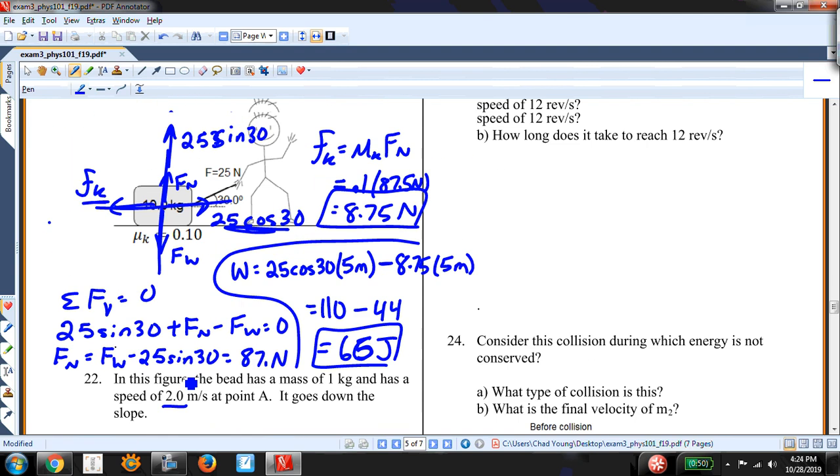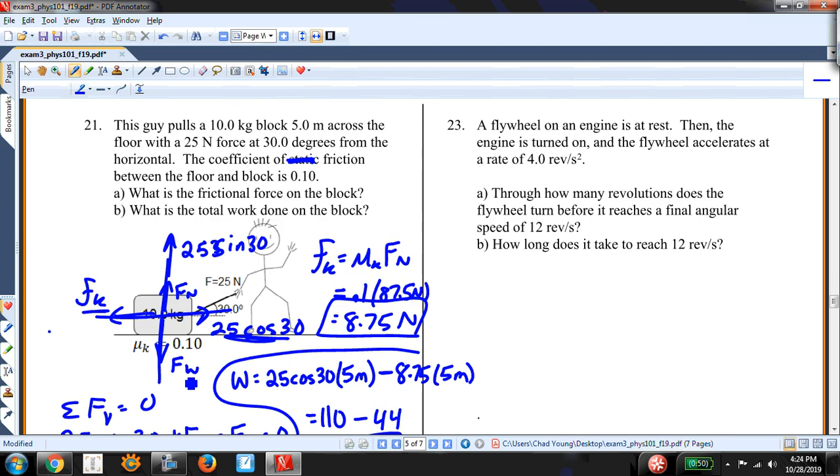All right, number 3, flywheel and engine is at rest. That means omega naught equals 0. Then the engine is turned on, and the flywheel accelerates at a rate of 4 revolutions per second squared. So alpha is equal to 4.